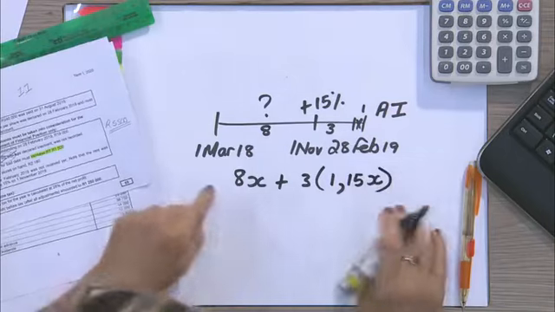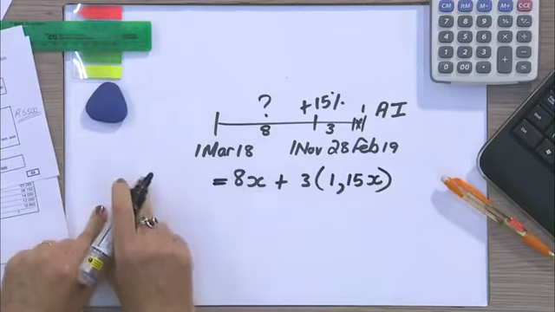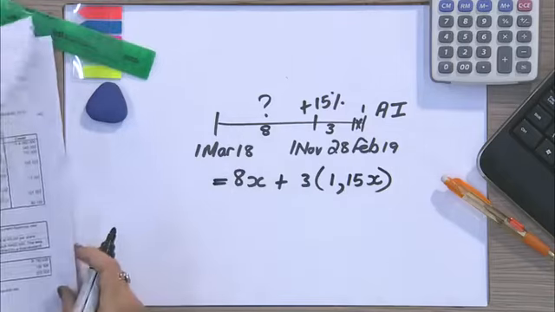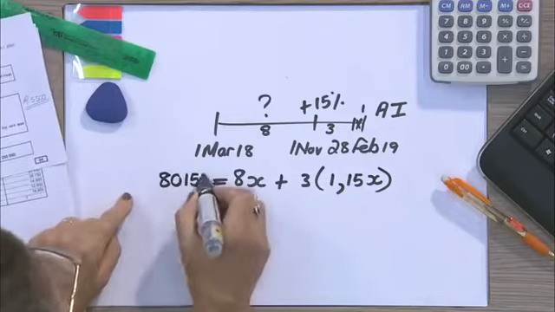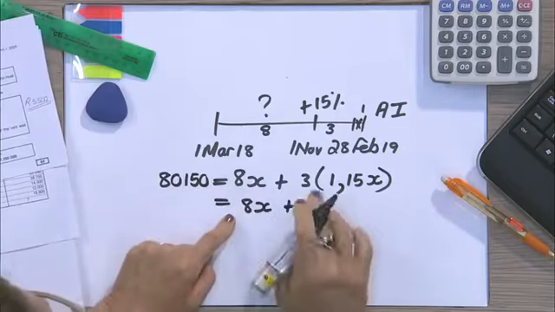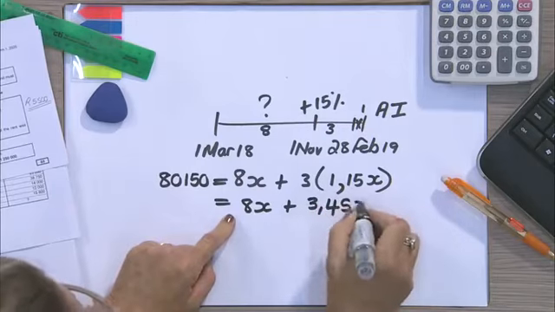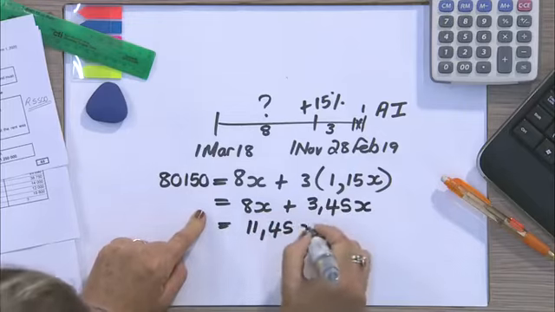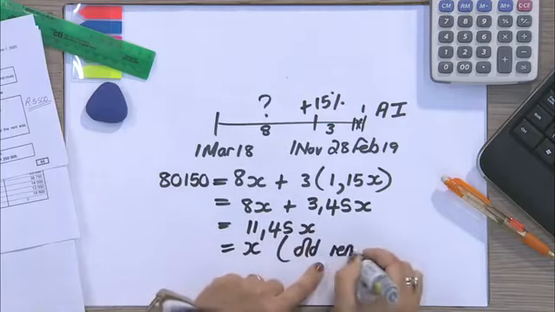5x. And this would be then equal to, there's more space on this side, so I'm just going to write it on this side. The amount on the trial balance, let me just find that. So sorry, just give me a second. The rent income was 80150. And now I've just got to multiply. So this would be 8x plus that times that will be 3,45x, which is equal to 11,45x.